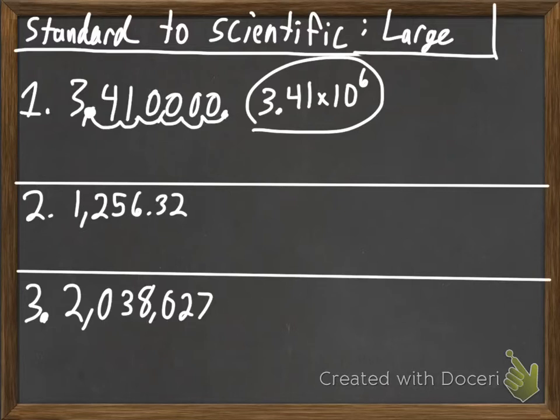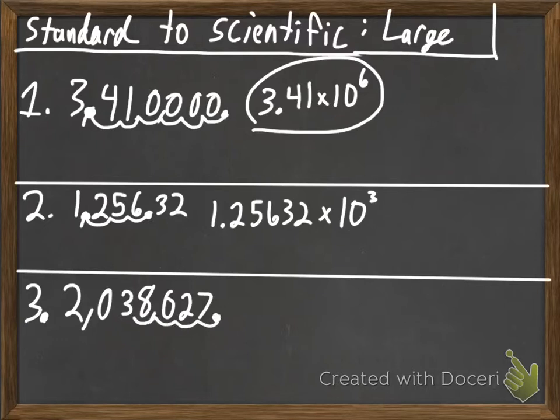Number 2, our decimal point's right here. We're going to move it 1, 2, 3. So we get 1.25632. And we moved it 1, 2, 3 times, so times 10 to the 3rd. Number 3, our decimal point is at the end. 1, 2, 3, 4, 5, 6.